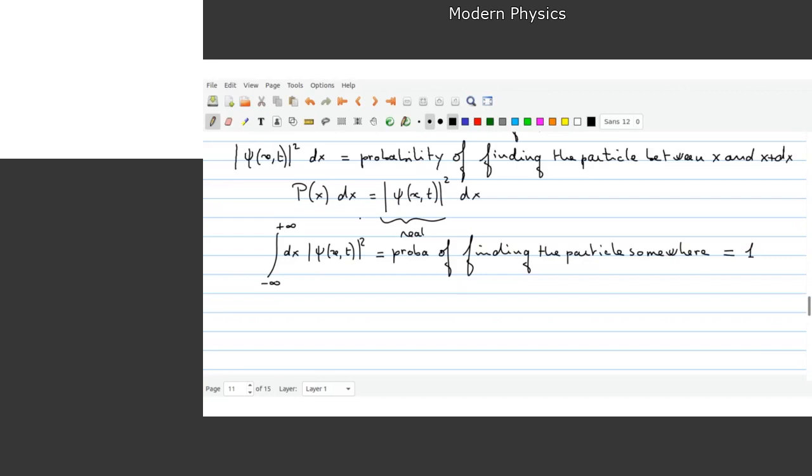This is 100%. Because if you have the wave function, it is associated to an existing particle. So what is the probability of finding this particle? If you look for it in the whole universe, you will find it. So the probability is 1. This is very useful. We will see how to find some constants in this wave function.